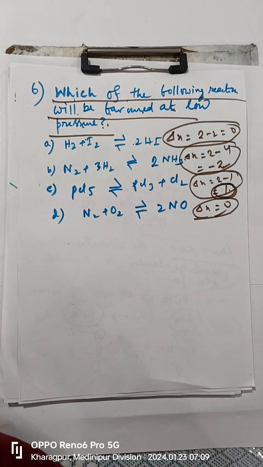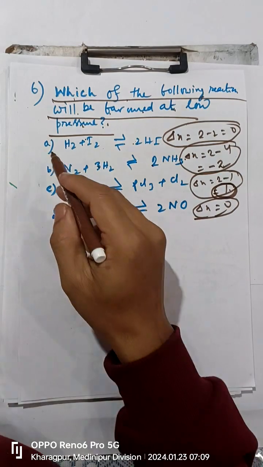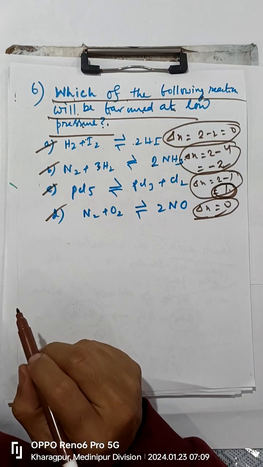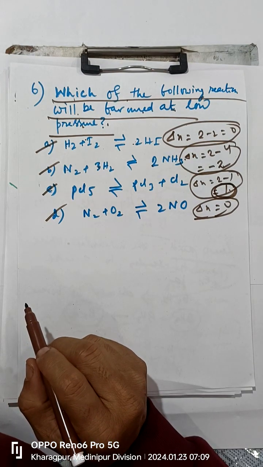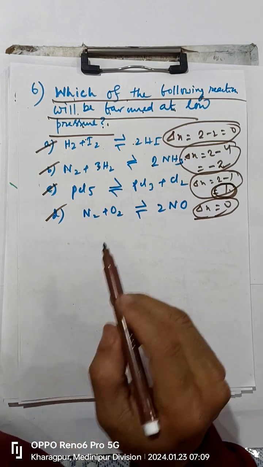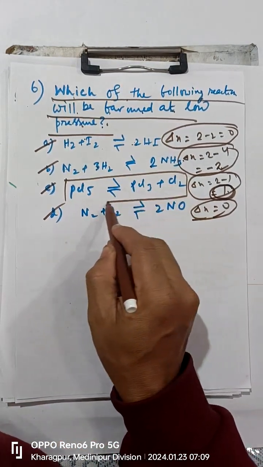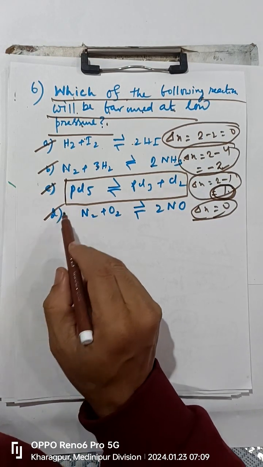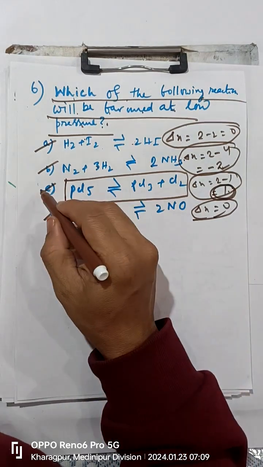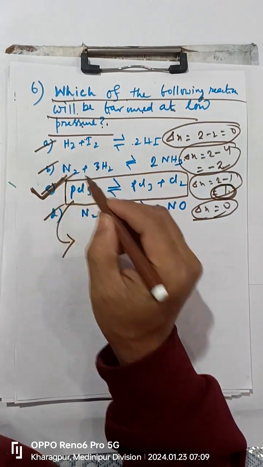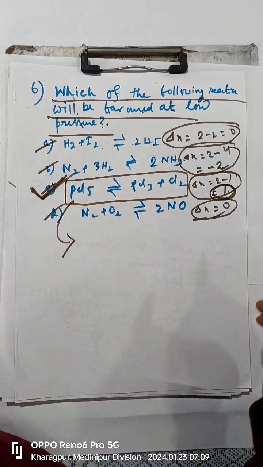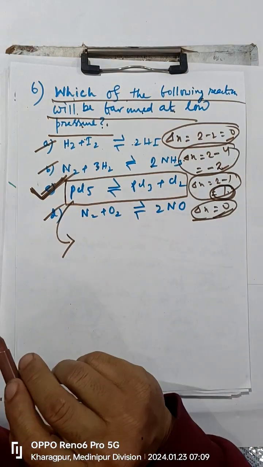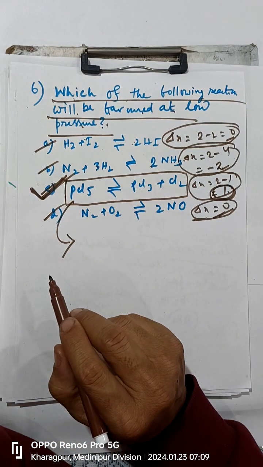So if you carry out the reaction at low pressure, from all of the above, A, B, C, and D, which reaction will be favored? The one where delta n is maximum. In this case, the decomposition of PCl5 to PCl3 and Cl2, delta n is equal to 1, which is the maximum value. So the correct option will be option C. In the remaining options, delta n is equal to 0, so there will be no effect of pressure in these reactions.